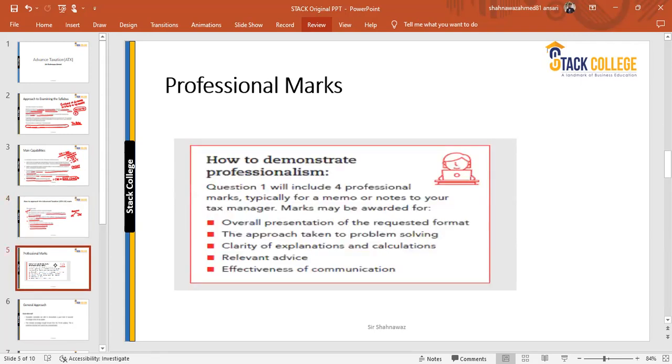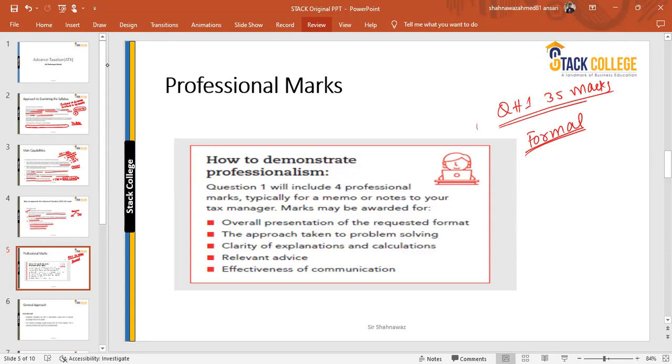A very important question is, there are 4 professional marks. So how can you get maximum professional marks? In section A, in the first question, that is question number 1, which comprises 35 marks, the examiner will ask about a particular format. So if you follow the format that is needed, for example, a memo is required, a proper format will give you 1 mark, okay?